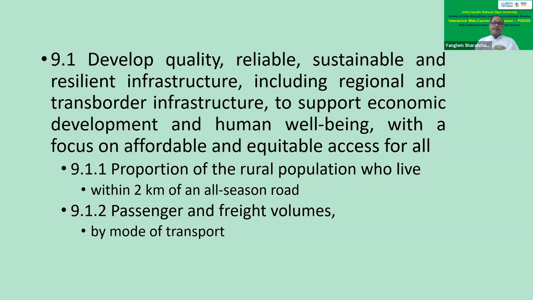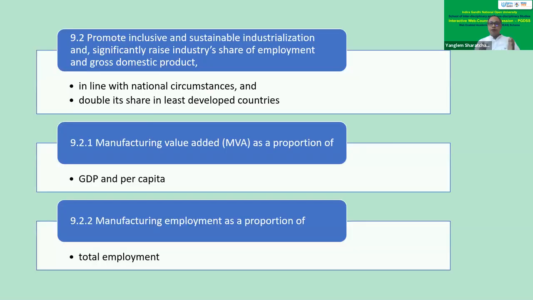Then passenger and freight volumes by mode of transport. This is about what kind of transport facilities you are giving, right? In the same way, target 2 talks about promoting inclusive and sustainable industrialization that significantly raises industry's share of employment and growth in GDP. That tells you that when we have proper infrastructure and develop a proper plan, that will give livelihood, that will give jobs, right?